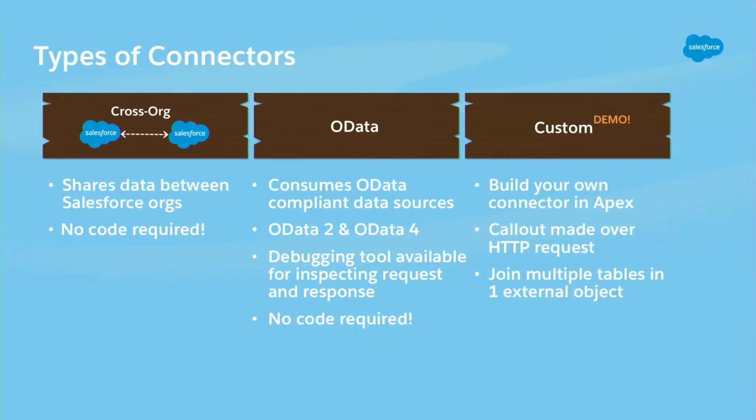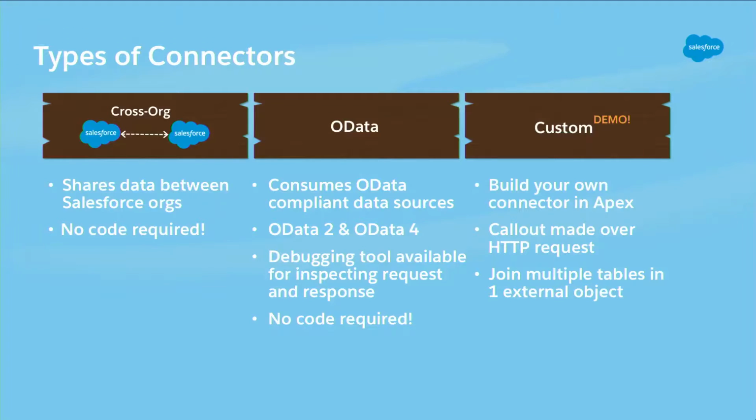Okay, so there are 3 different kinds of connectors. Let's start with cross-org. Cross-org connectors allow you to connect 2 Salesforce orgs together. Second, we have OData. OData connectors support OData-compliant data sources, and both of these, cross-org and OData, do not require code. So you can access this through setup in a declarative way. And finally, we have custom connector, which is the topic of our demo today.